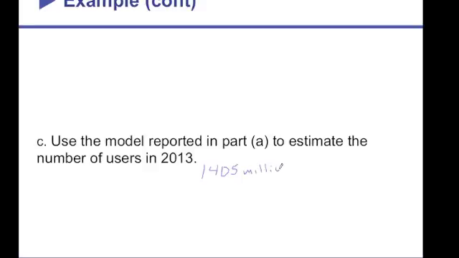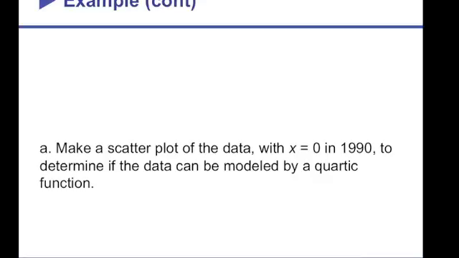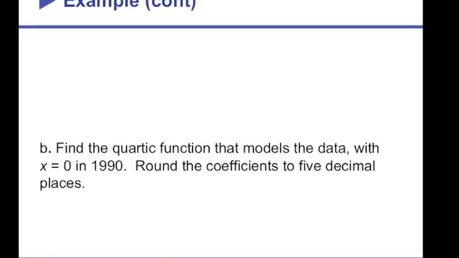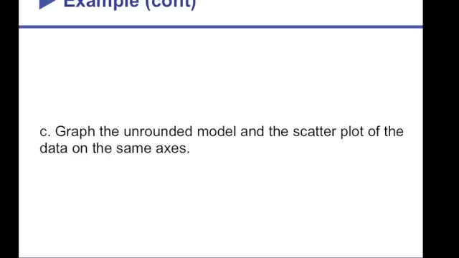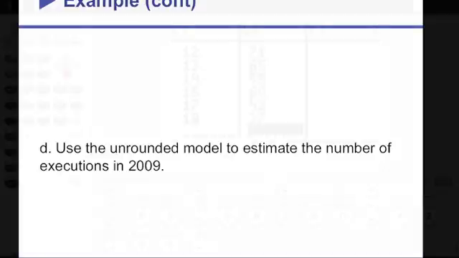This is the number of executions carried out in the United States for selected years from 1990 to 2008 are given in this table. Let's see what we need to do with it. Make a scatter plot of the data to see if the data can be modeled by a quartic function. Find a quartic function, x equaling 0 for 1990, to 5 decimal places. Graph both of them on the same plot and find the estimated number of executions in 2009.